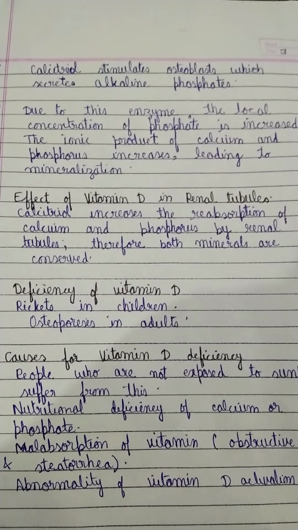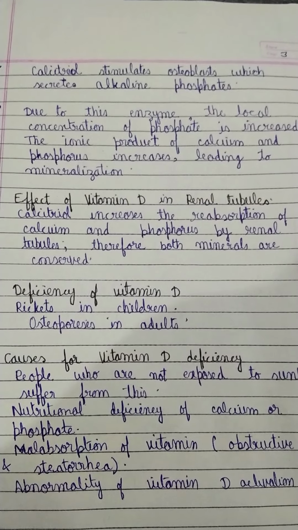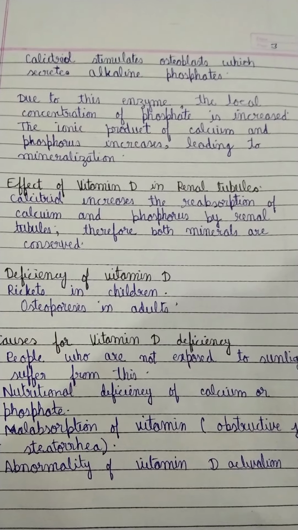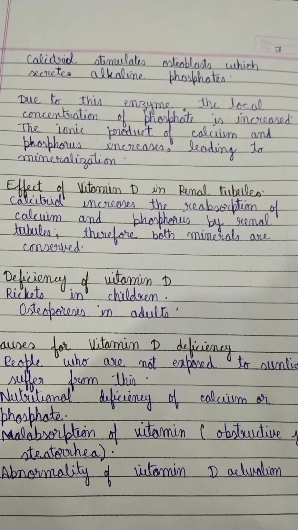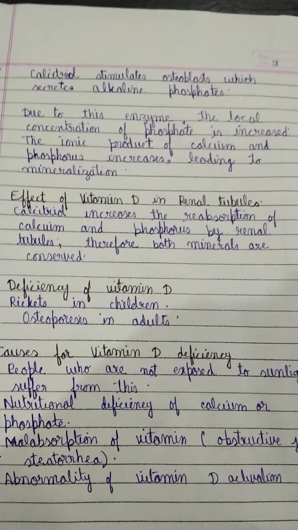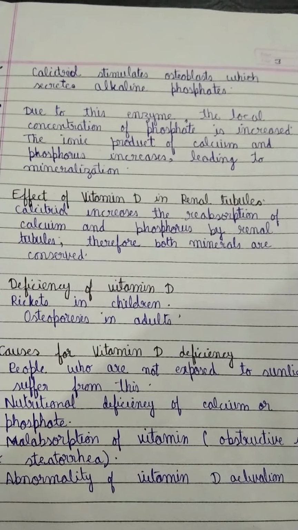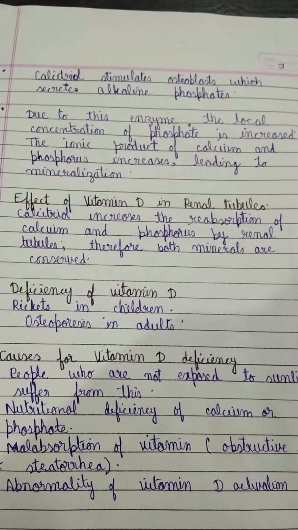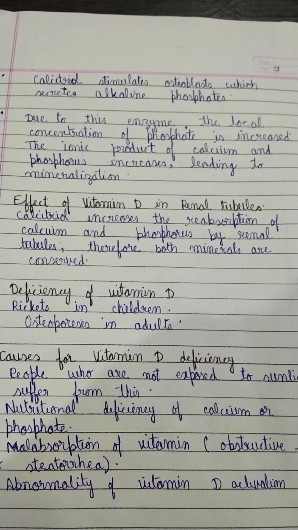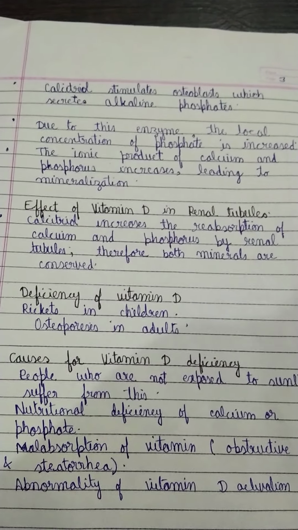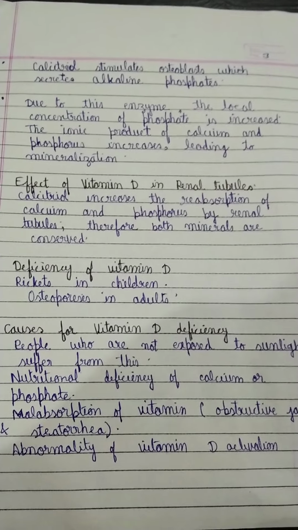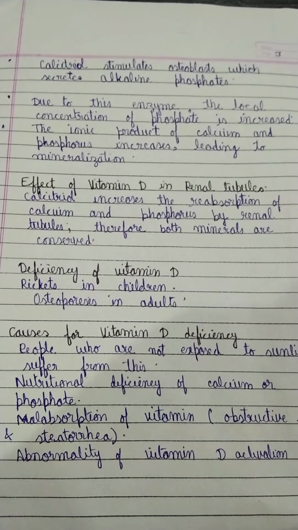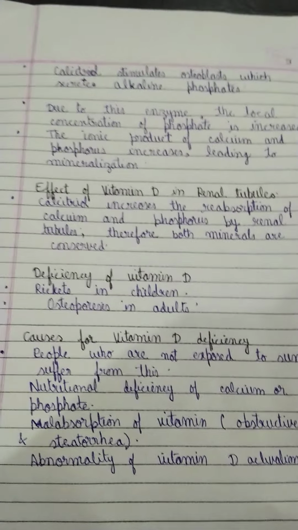Calcitriol stimulates osteoblasts which secrete alkaline phosphatase. Due to this enzyme, the local concentration of phosphate is increased. The ionic product of calcium and phosphorus increases, leading to mineralization. Effect of vitamin D in renal tubules. Calcitriol increases the reabsorption of calcium and phosphorus by renal tubules, therefore both minerals are conserved.